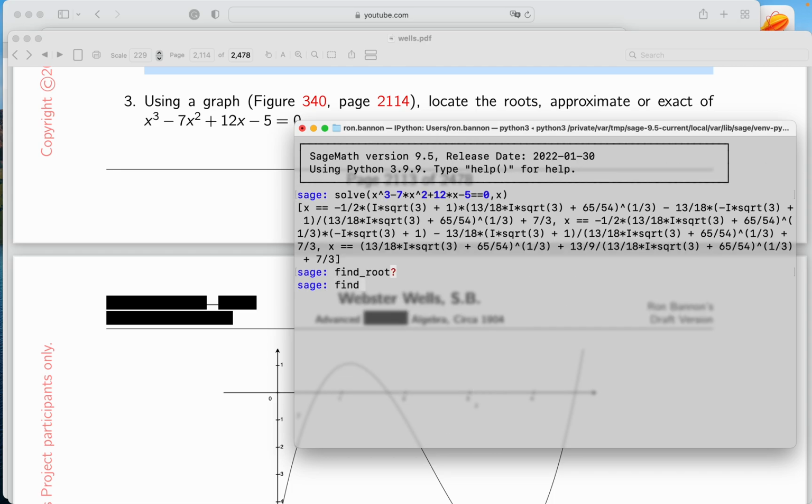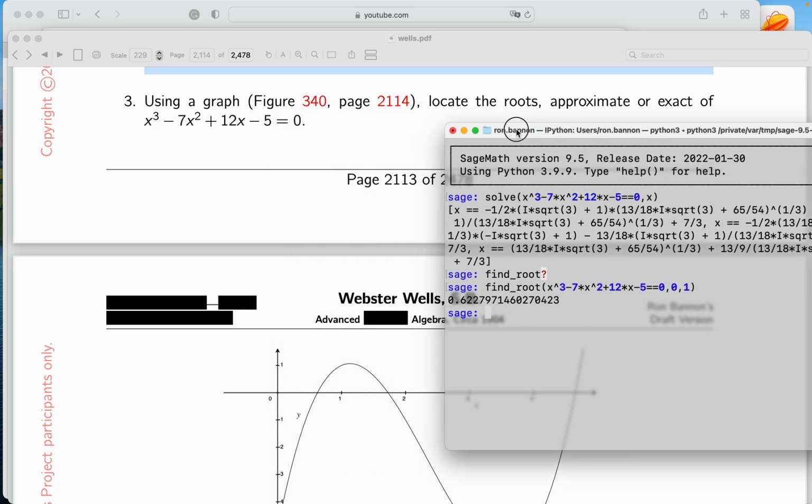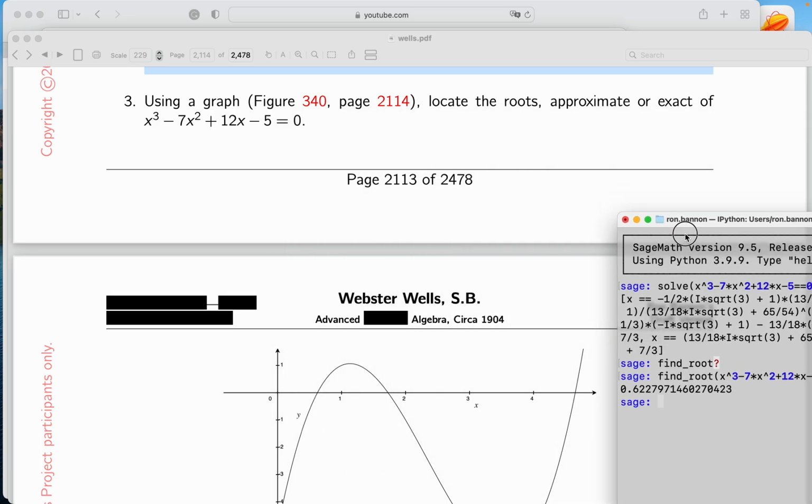Let's find root. I'm getting a little tired. I'm going to copy this in, and I'm going to give it bounds on the root. I'm going to say, find the root between 0 and 1. And what does it give me? It gives me a nice long number. What does it say? 0.622. And that's this number over here.